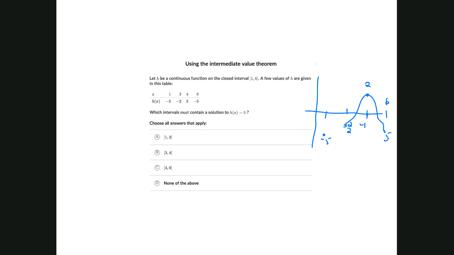1 to 3, no, that doesn't. Oh, this was 1 right here, and this was 3, not a 2. So this is 3, and this is 4. So I know between 3 and 4 it has to cross, and I know that it has to cross again by 6. So my answers are 3 to 4 and the last interval. All right, B and C are correct. So it has to cross there.